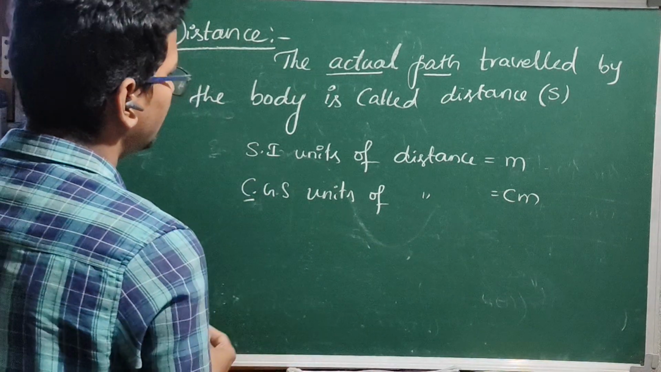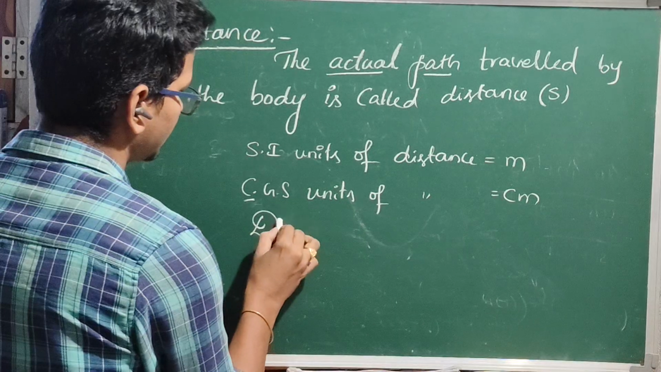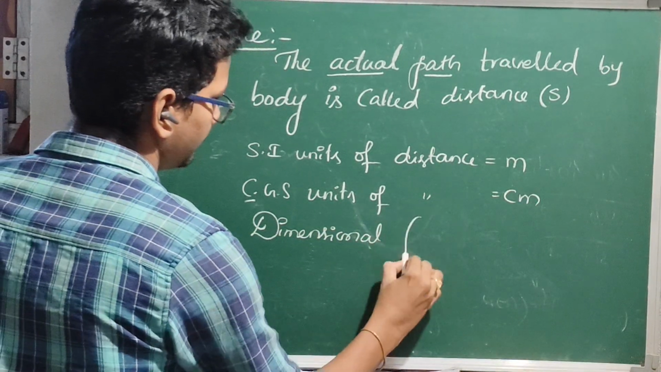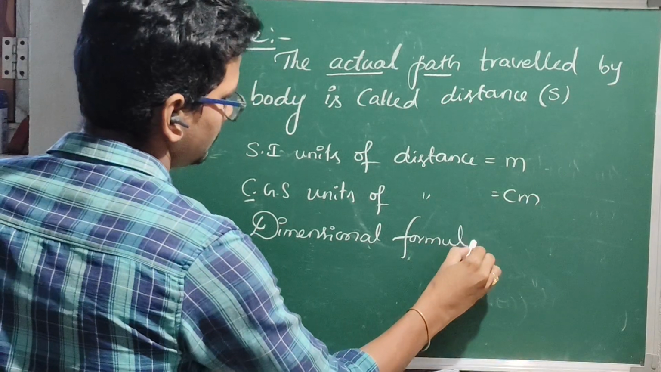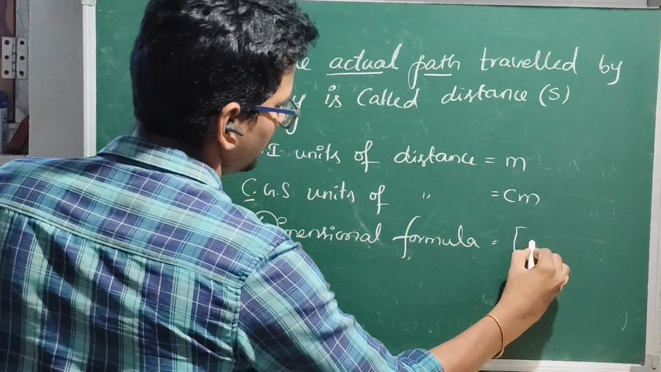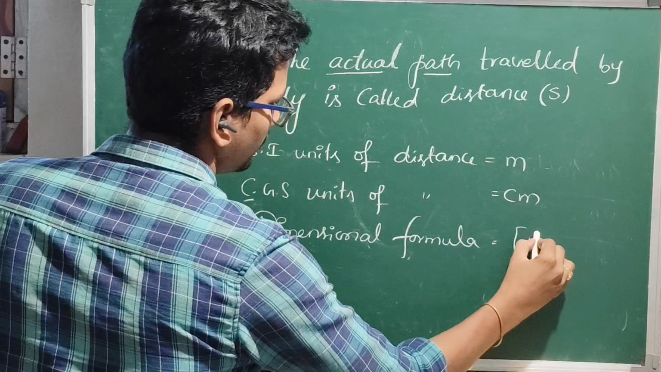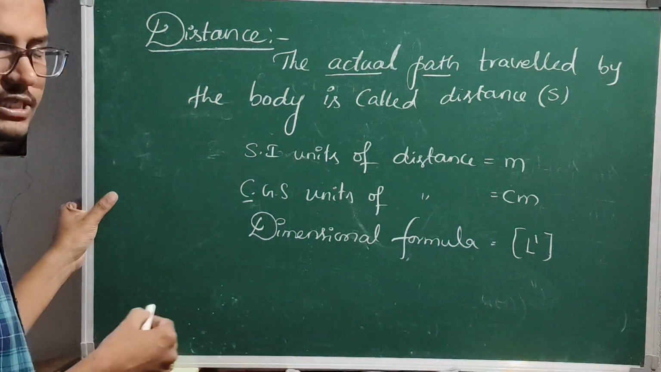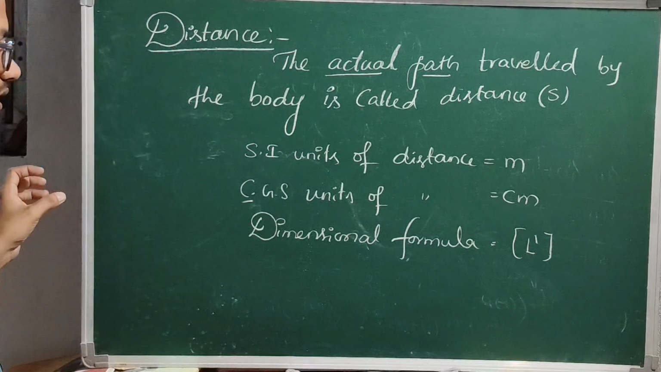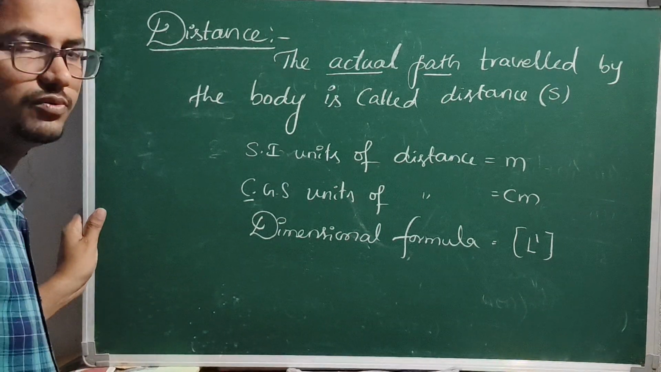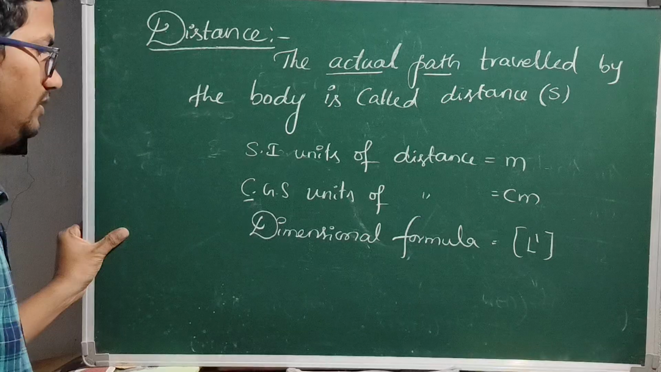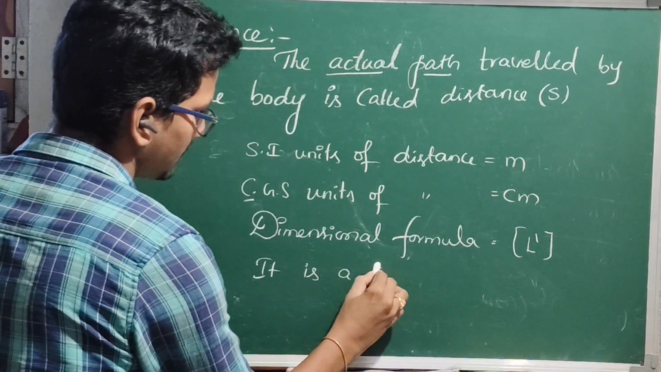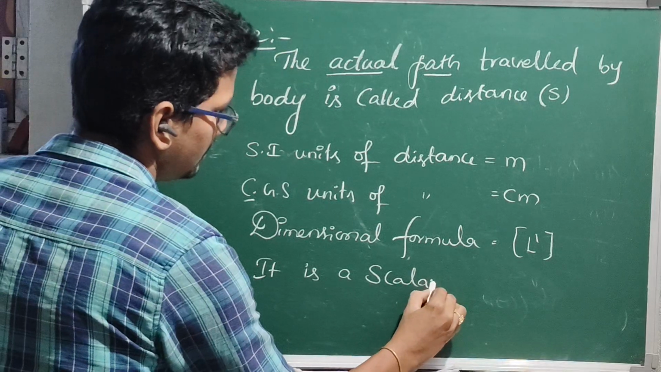What is the dimensional formula? We'll discuss it also. The dimensional formula is only L power 1, remaining all are zeros: M power 0, L power 1, T power 0. Which means x power 0 is equal to 1, that's why no need to write the remaining terms. And it is a scalar quantity.